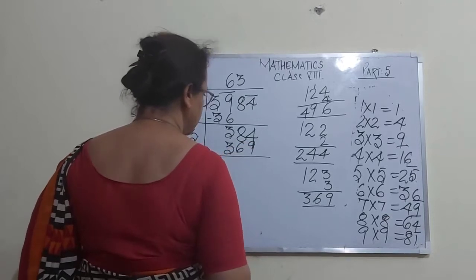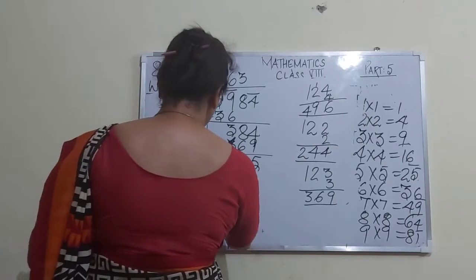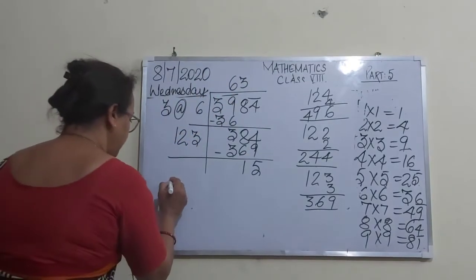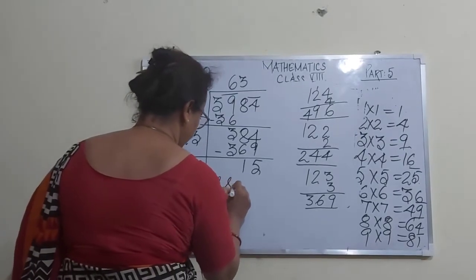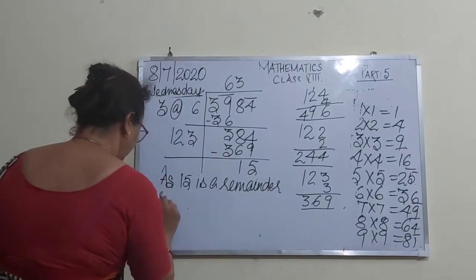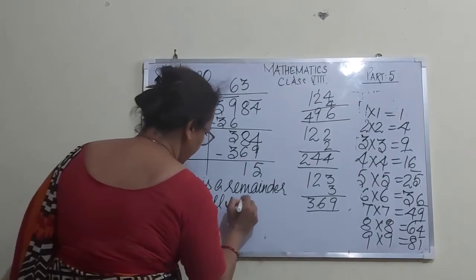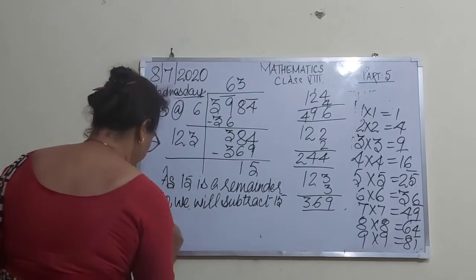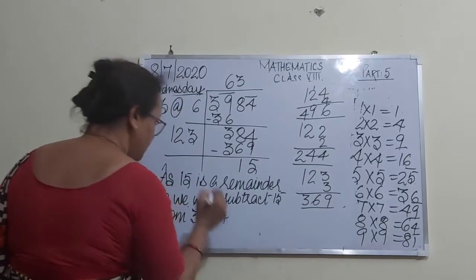Okay, 14 minus 9 is 5. Here 7, 7 minus 6 is 5. So what will we be doing? They are saying find the least number which must be subtracted. Therefore 15 is the remainder. So we will subtract 15 from 3984 to make it a perfect square.